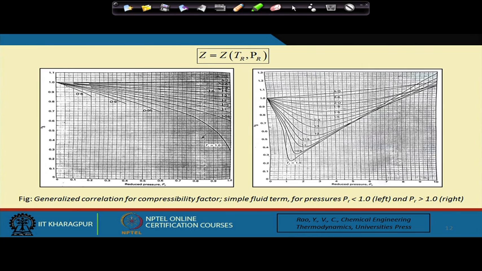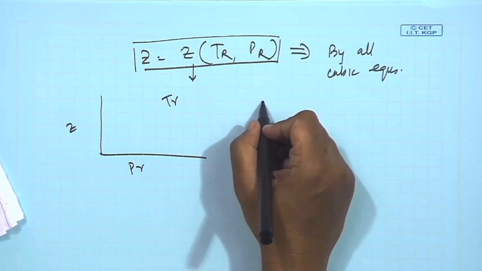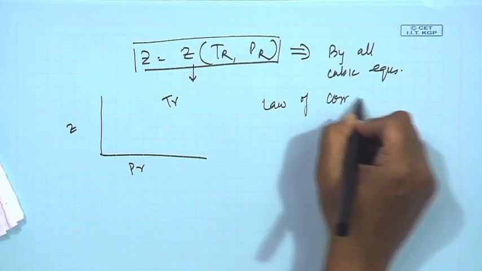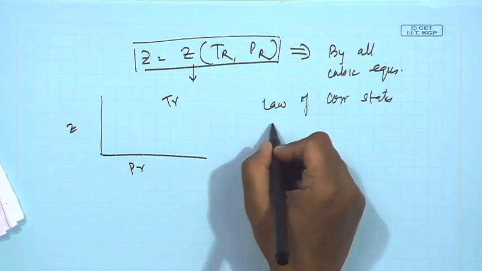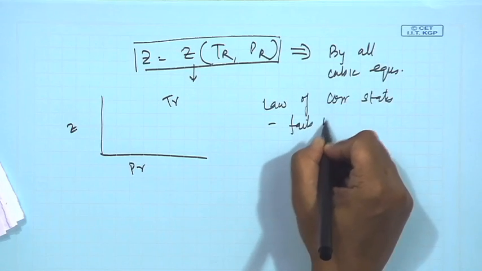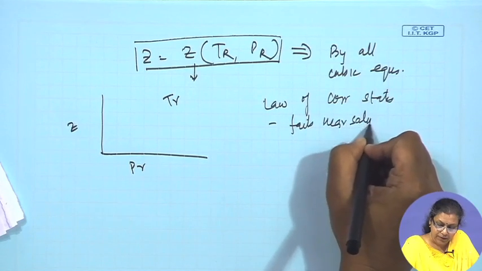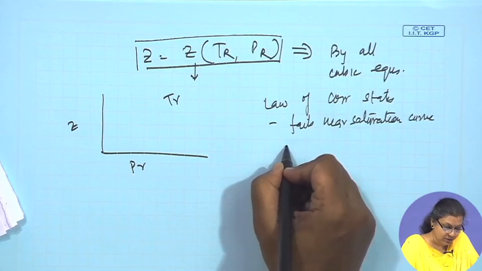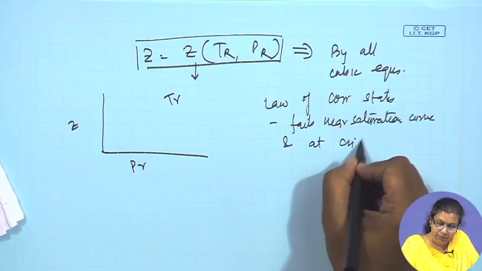and for similar molecules of the gases, these are extremely applicable. More or less we find that this particular law, this law of corresponding states, it appears to fail near the saturation curve. This is something important, it appears to fail near the saturation curve and also at the critical point.